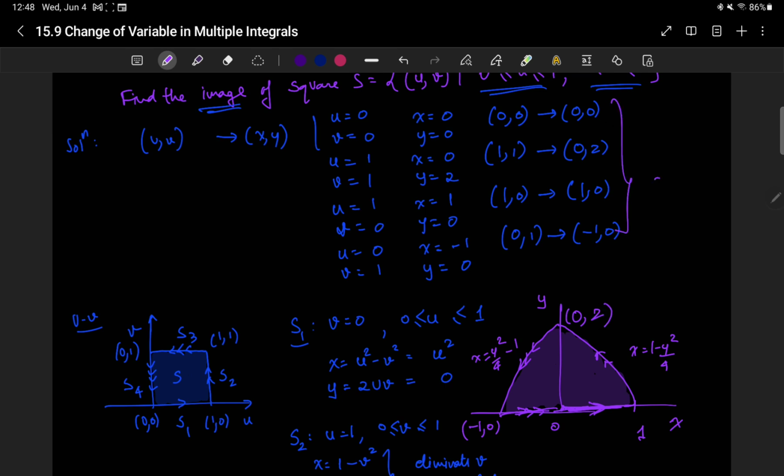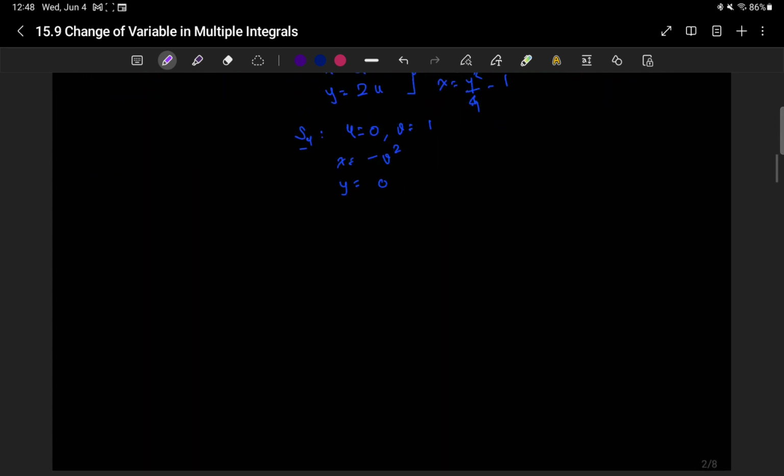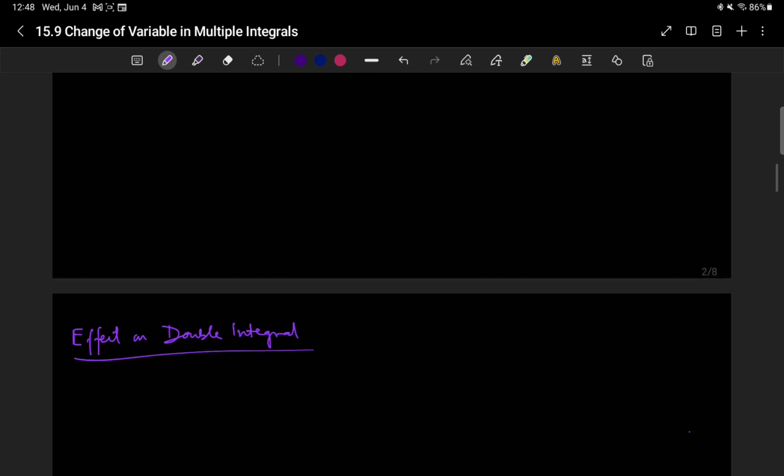Right, so all of these four mappings can also be found here. The origin, end of S1 is (1, 0). End of S2 is (1, 1), which is (0, 2). End of S3 is (0, 1), which is (-1, 0). And then back to the origin. So that's how you can find images of these specific regions. This is just about how spaces get mapped from one world to the other depending on the functional relationship between them.